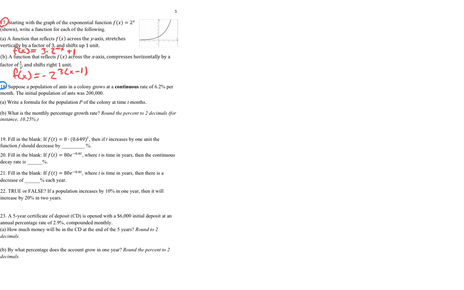So we're going to have that our population P is going to equal our initial population, which is 200,000, and then e to our continuous rate. So our continuous rate was 6.2%. So we just make that a decimal, 0.062. And then we have our t right there attached to our rate. So that's our formula here.